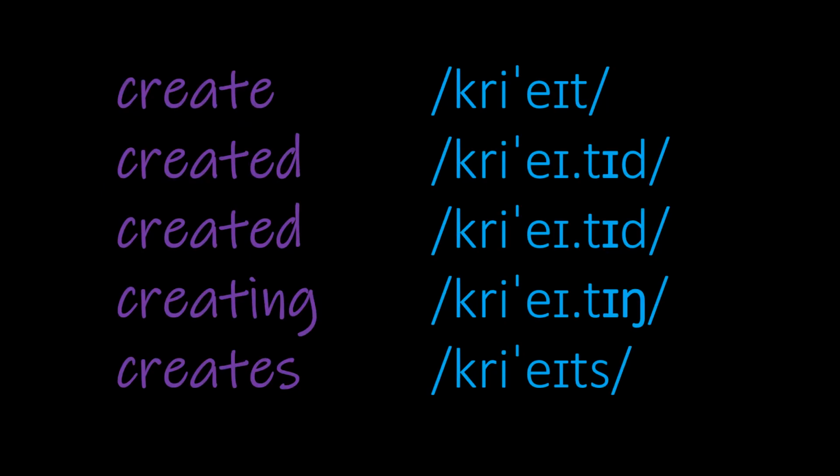So hopefully you can see on the right side that there's a pattern with stress here. In all of these forms, the first syllable is weak and the stress falls on the second syllable. So we've got create, created, and again created, creating, and creates.